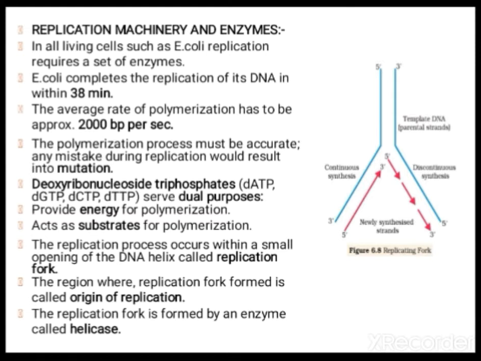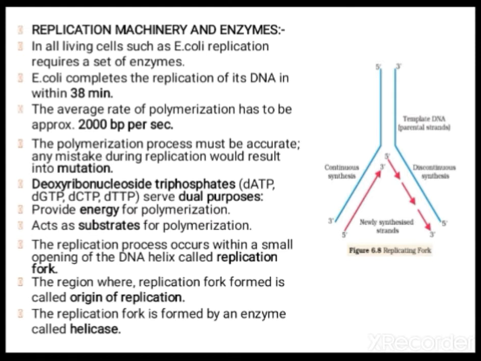Deoxyribonucleoside triphosphates can be ATP, GTP, CTP or TTP, that is adenosine triphosphate, guanosine triphosphate, cytosine triphosphate or thymidine triphosphate. They serve dual purposes. One, they provide the energy for polymerization, and they also act as substrates for polymerization.